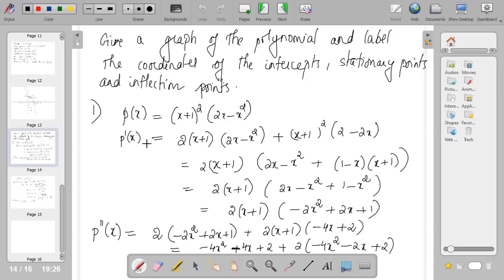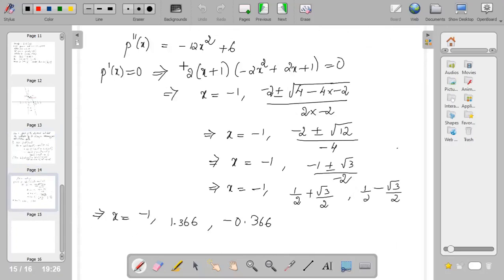Using product rule, p dash of x will be 2 into (x plus 1) into (minus 2x square plus 2x plus 1). When you take the derivative, try to keep it as factors itself. It will be easier to find the roots of p dash of x. Then p double dash of x, upon simplifying, you will get minus 12x square plus 6.